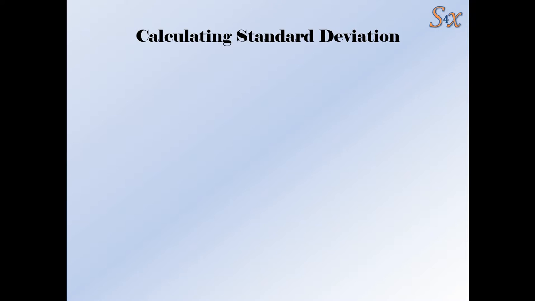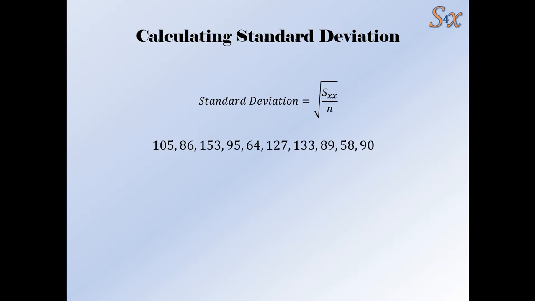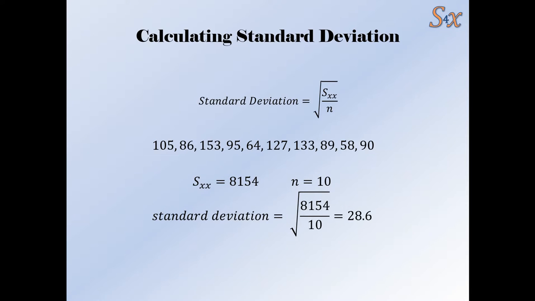So moving on to the standard deviation, all we do is the square root of that SXX we calculated in the previous part divided by n, the number of data points. So as you can see, SXX was kind of like a halfway step to getting us to the standard deviation. So let's take that data set again. If you remember, we found SXX was 8,154, and we know there's 10 data points. Stick them in the formula and you find the standard deviation is 28.6. Easy as that.